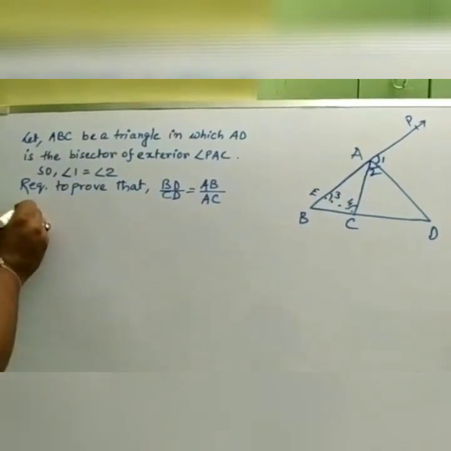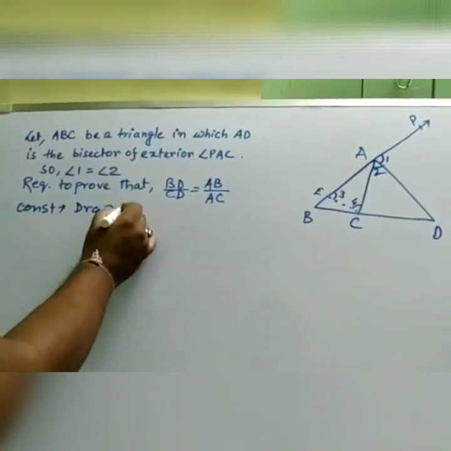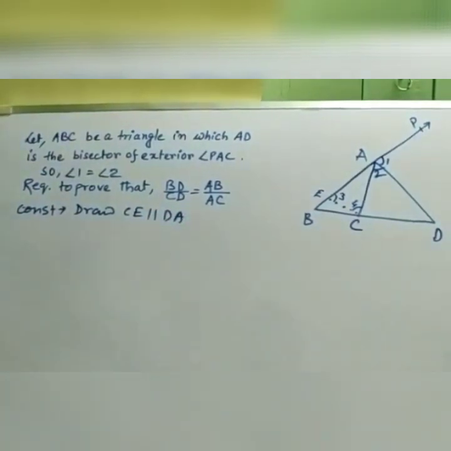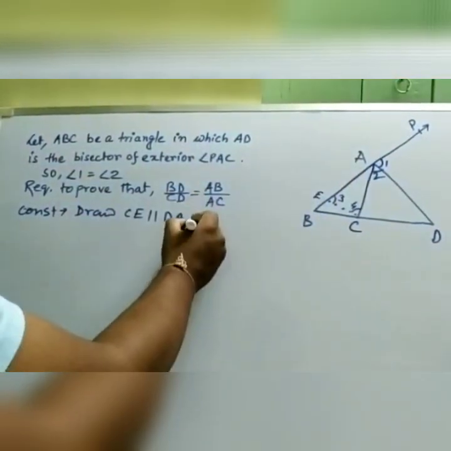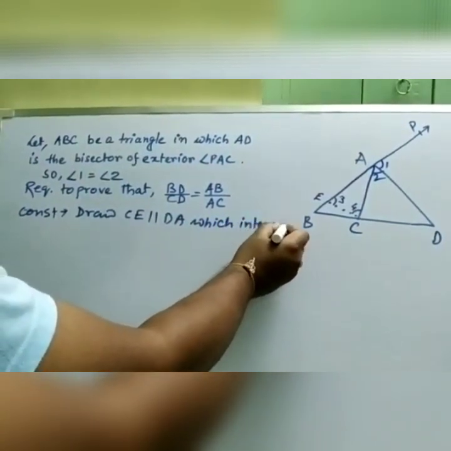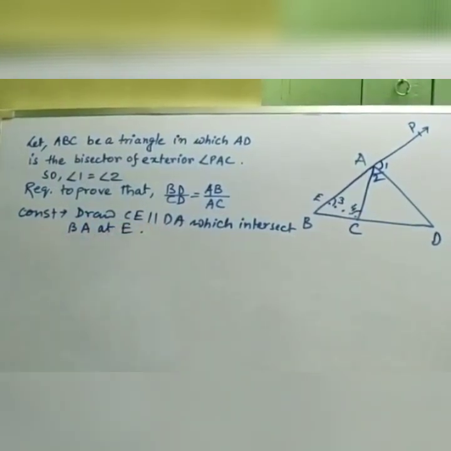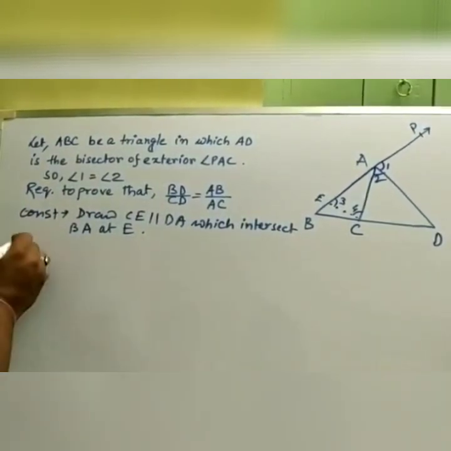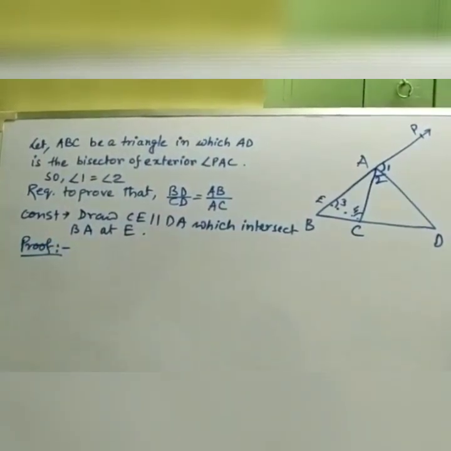So that construction part we will write here as construction. What we have drawn: draw CE parallel to DA, which intersects BA at E. Okay, so we got the parallel line. Now we'll go for the proof, and the proof is similar to the previous one.